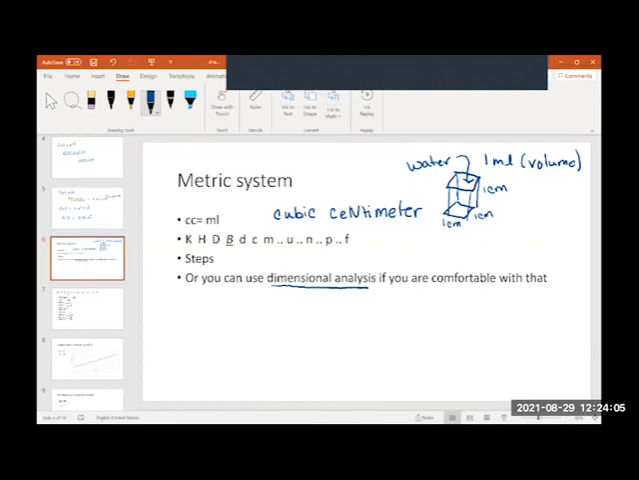So maybe you might not know your prefixes. You might not be very strong in your dimensional analysis. Well, I'm going to introduce you to the King Henry slider, shown here. First, let me explain the B in the King Henry slider. This is your base unit.